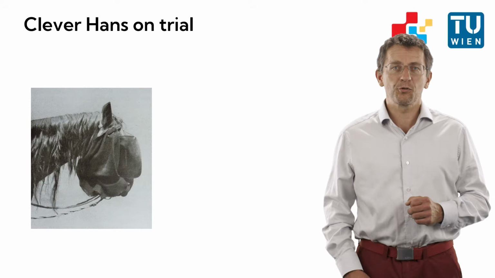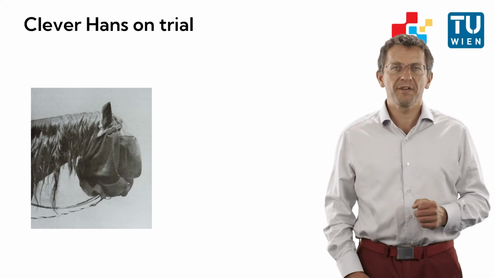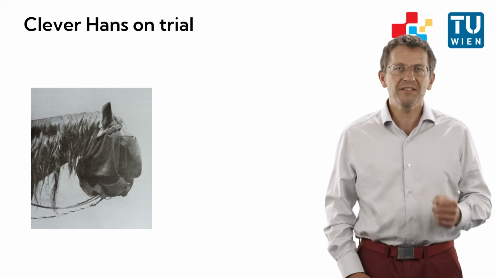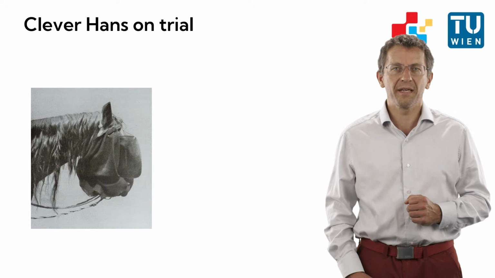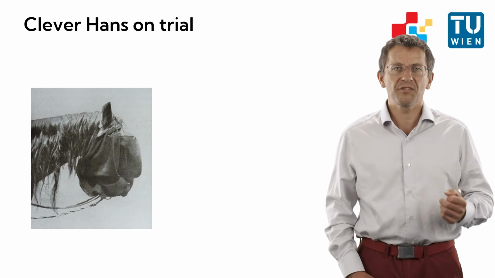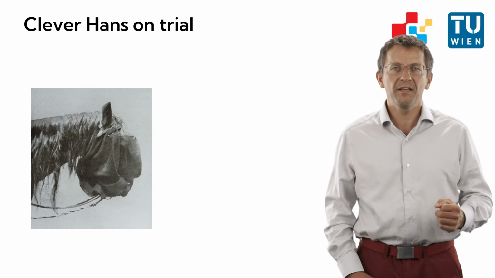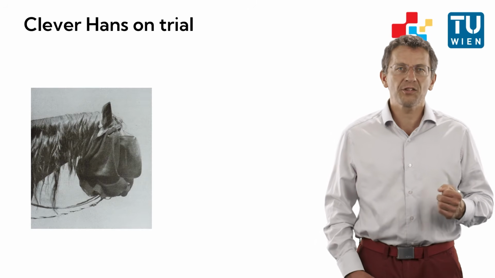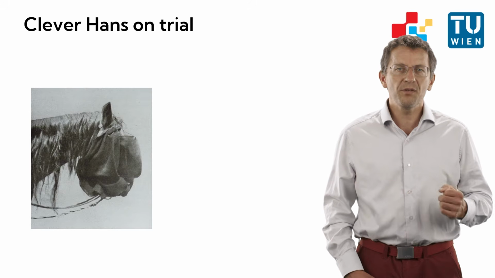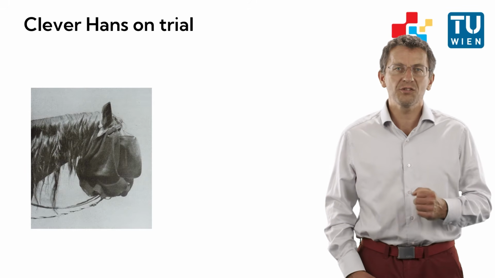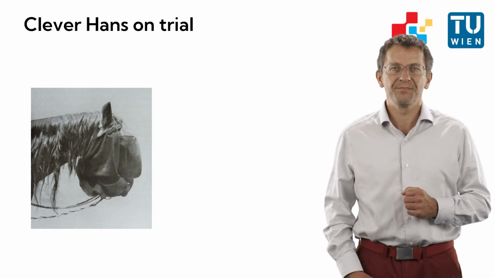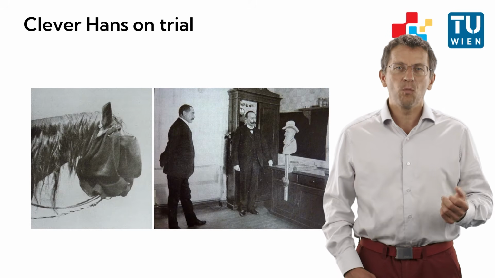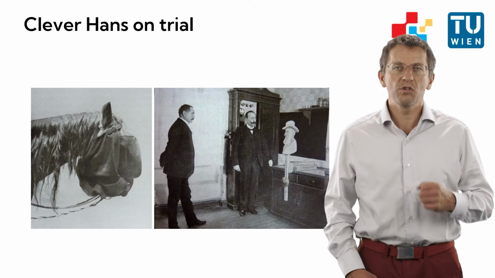In response to growing public interest, the German Board of Education appointed a commission to investigate Wilhelm von Osten's extraordinary claims. Philosopher and psychologist Carl Stumpf assembled what became known as the Hans Commission, a panel of 13 people, including a veterinarian, a circus manager, a cavalry officer, several school teachers, and the director of the Berlin Zoo. In September 1904, they concluded that Hans was not using any tricks. The investigation was then passed to Oskar Pfungst, who dug deeper.